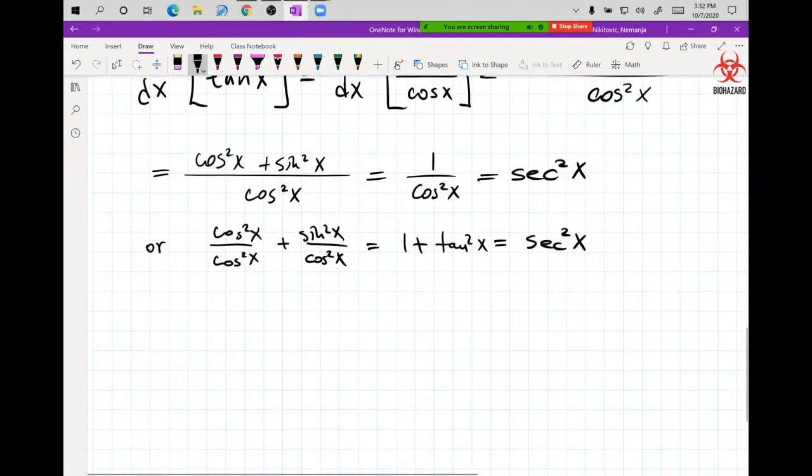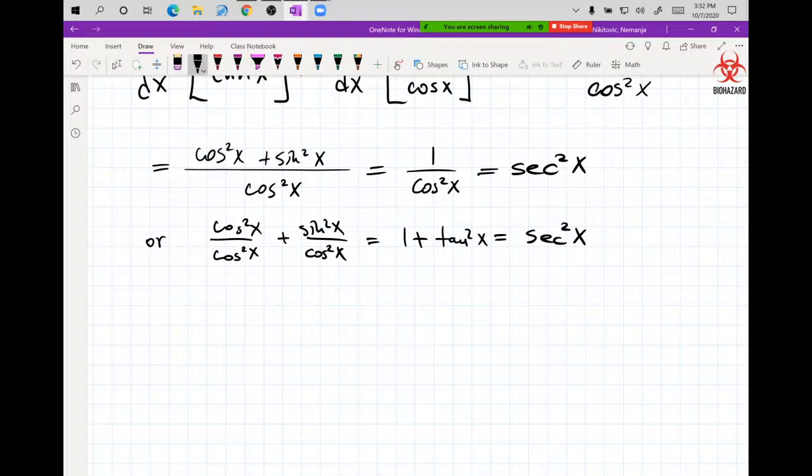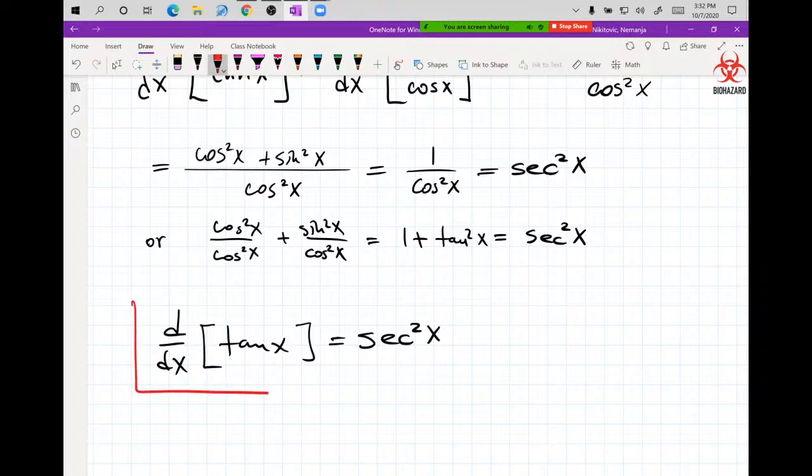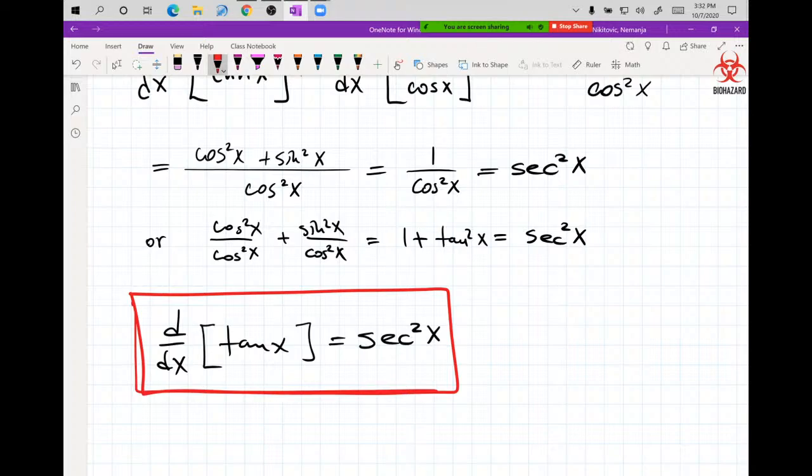Either way you deal with this, the derivative of tangent x is secant squared x. Ta-da! There it is.